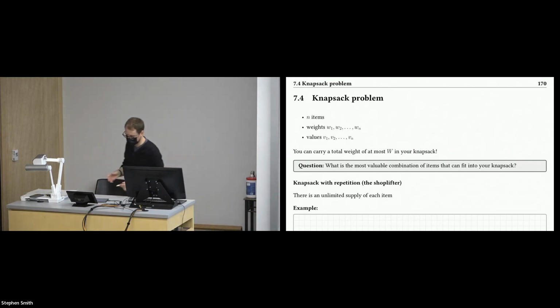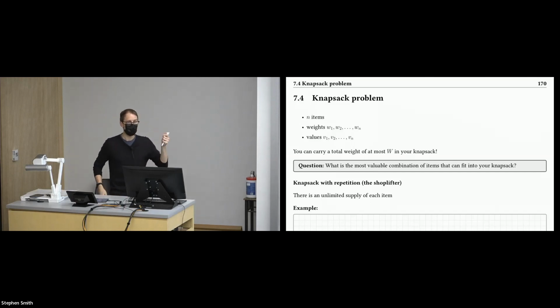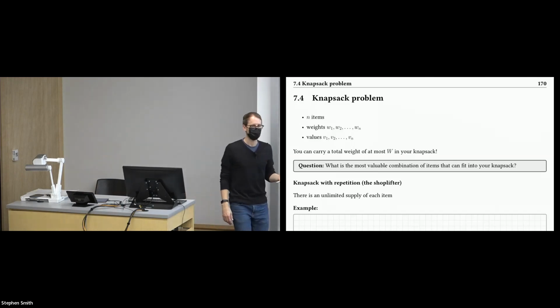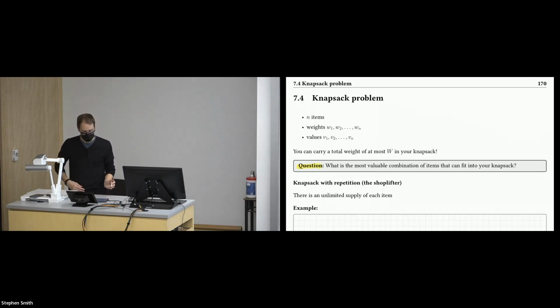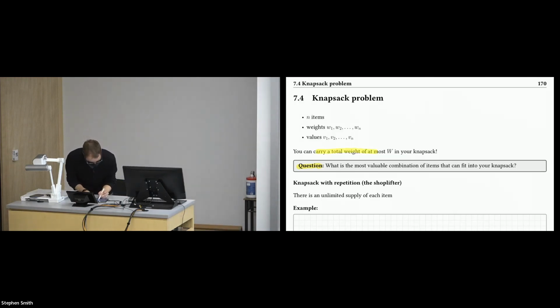It's a very classic problem in that you have n items. Each item has a weight and a value, and you have a backpack, and it can carry at most capital W in weight. And you want to maximize the value that you stuff in it. So the question is, what is the most valuable combination of items that you can fit into your knapsack, given that your knapsack can carry a total weight of at most capital W?